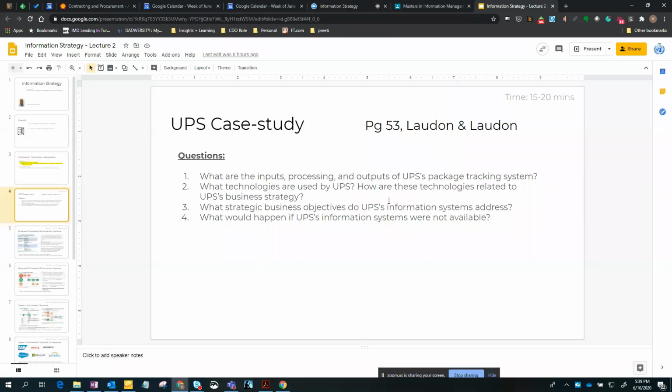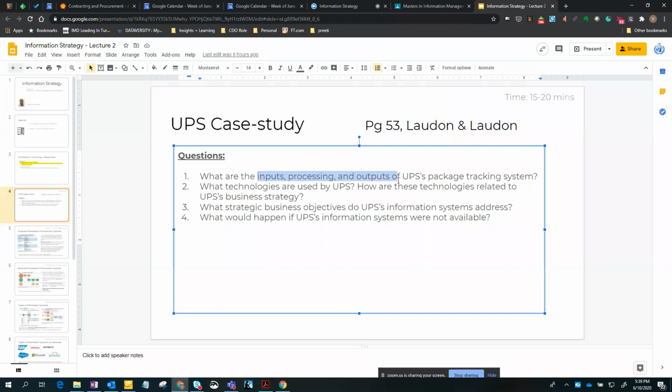Okay. Anybody who wants to share, you can come off mute and share a little bit more about the UPS package tracking system, and what some of the inputs into it are, you think, and some of the outputs. Any idea? Anybody want to share some views? Yes, please go ahead.